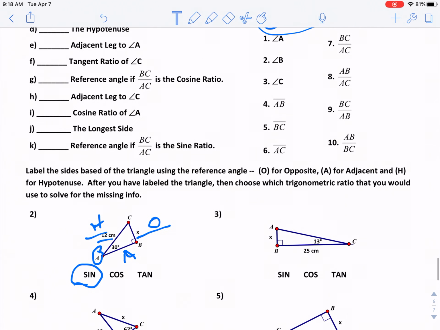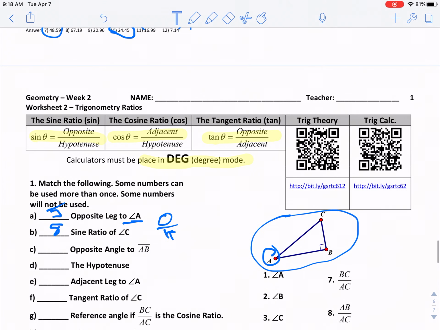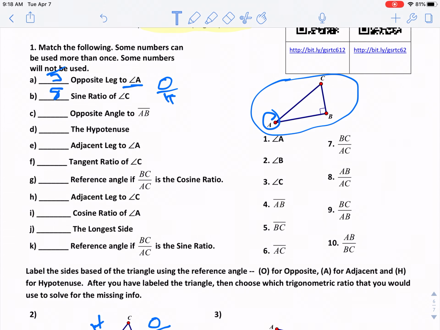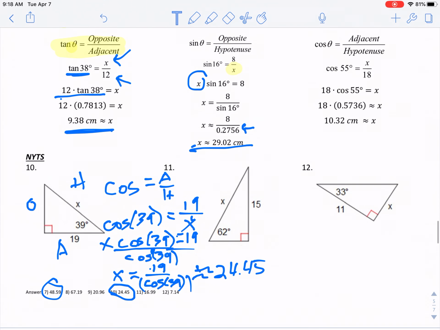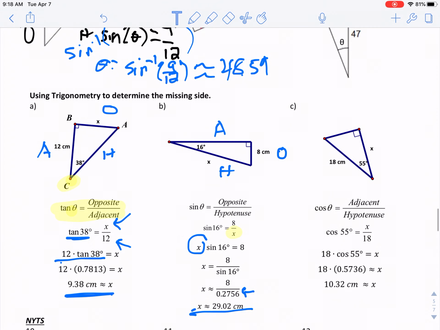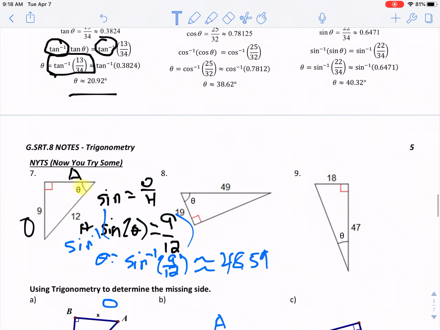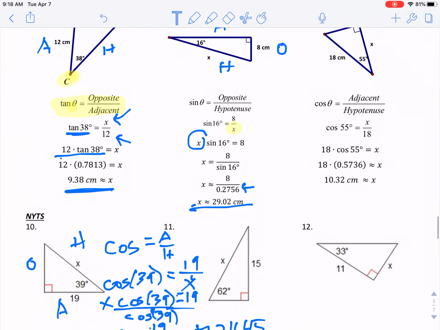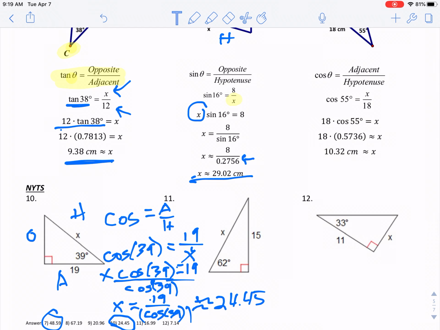The other page, which I did not copy into my notes, so I apologize for that. The other 2 pages are just simply what we did here in your notes, finding the unknown angles or finding the unknown sides. Guys, as I said, this is a little bit tricky at first. If you have questions, please ask them. I'll make sure I'm available.